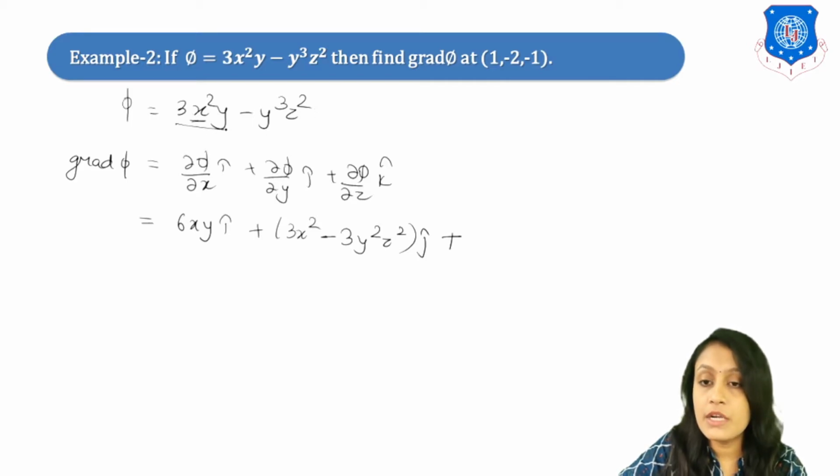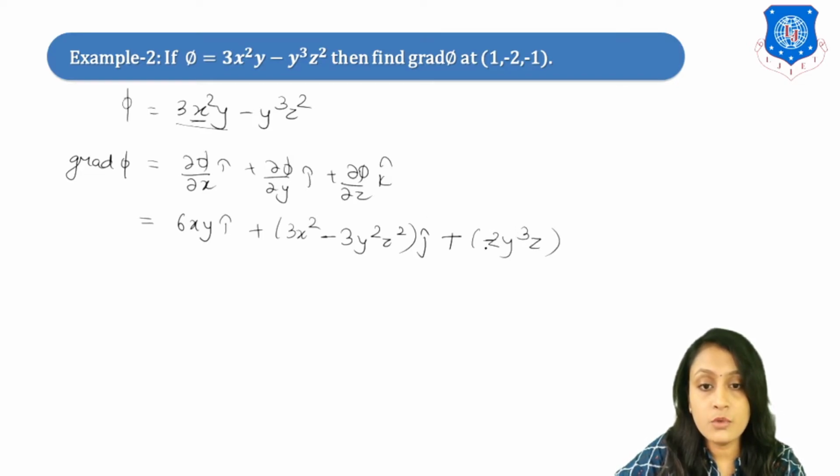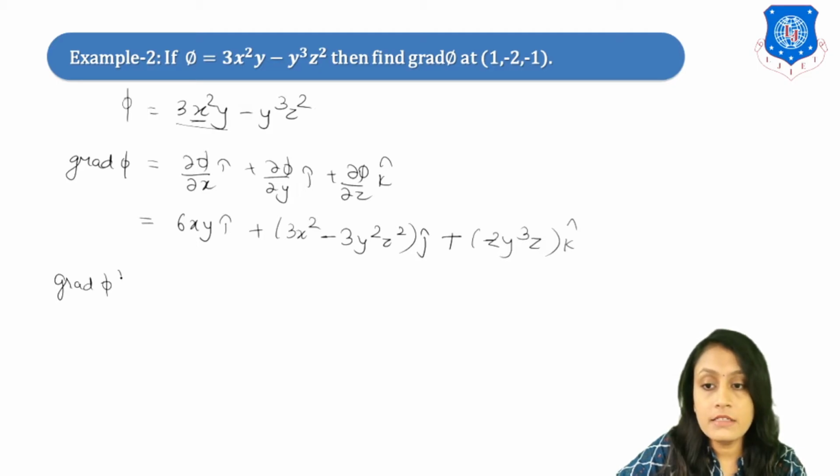Now in this term we don't have z, so its derivative is 0. From here we have 2z, so this is minus y cube z, and here 2z, so minus 2y cube z k cap. This is the derivative. Now we have to find the gradient at this particular point. So grad phi at this particular point, that is (1, -2, -1). In place of x we'll substitute 1, in place of y -2, in place of z -1.